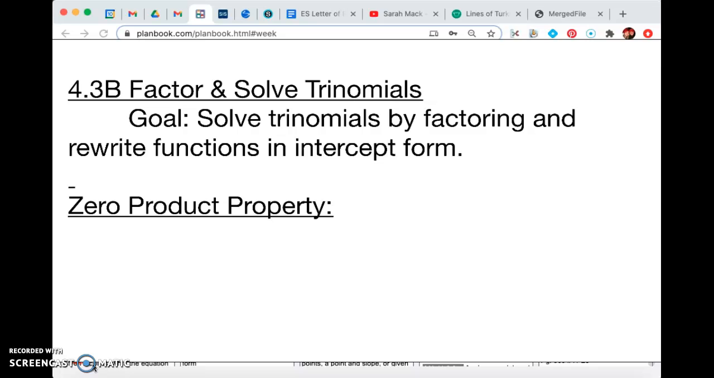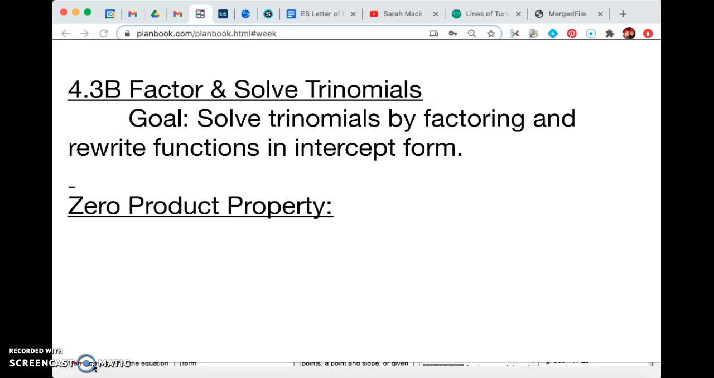Alright, so we're still factoring. But now it's going to be in an equation format. So we're actually going to have to find the x-intercepts of the quadratic equation. So it's all coming together. Why we were graphing and now why we're factoring. So we have what is called the zero product property.